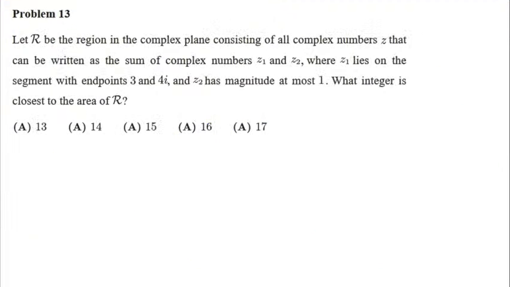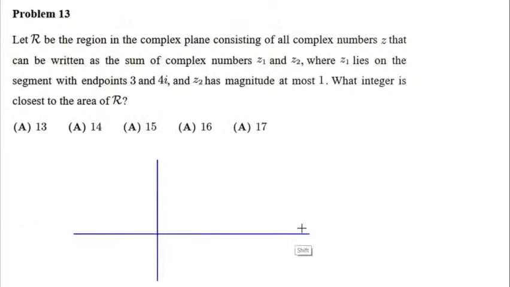AMC 12A 2022, problem number 13. Let R be the region in the complex plane consisting of all complex numbers z that can be written as the sum of complex numbers z1 and z2, where z1 lies on the segment with endpoints 3 and 4i, and z2 has magnitude at most 1. What integer is closest to the area of R?